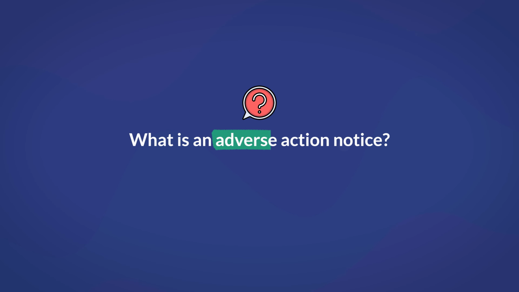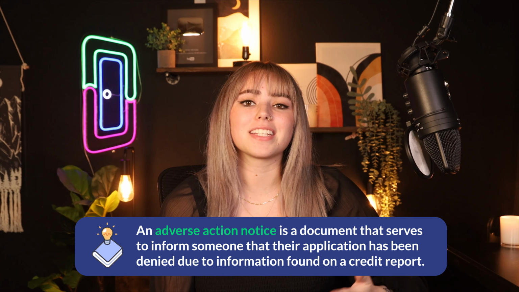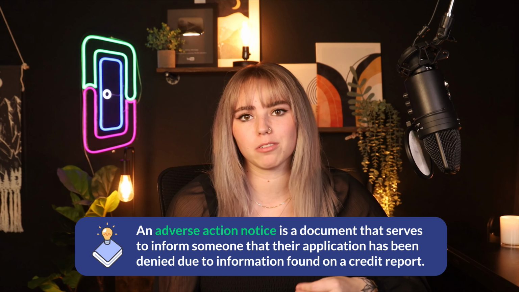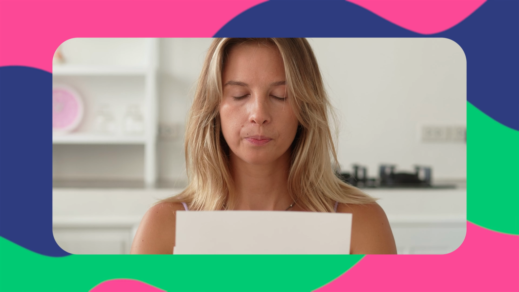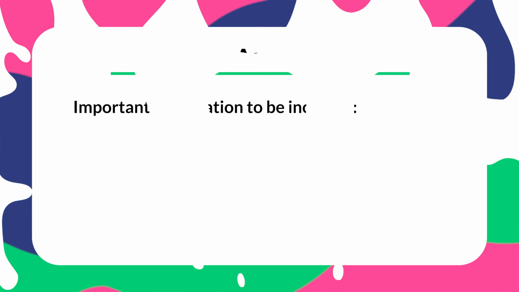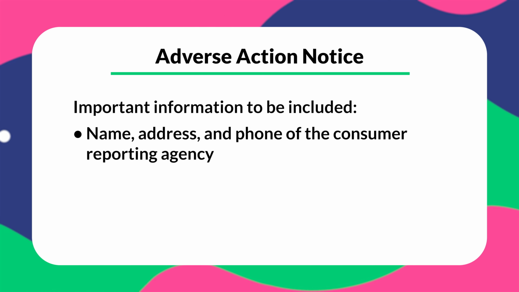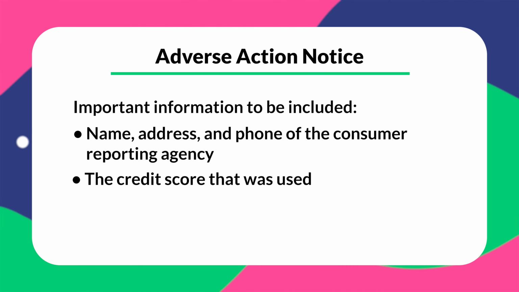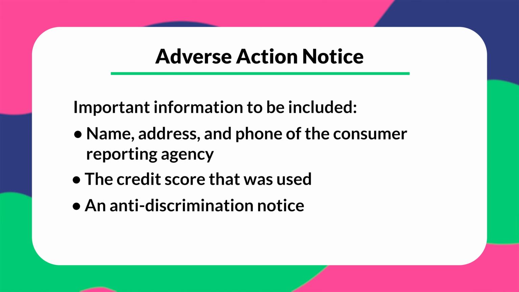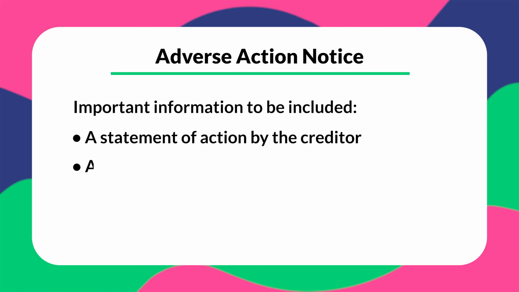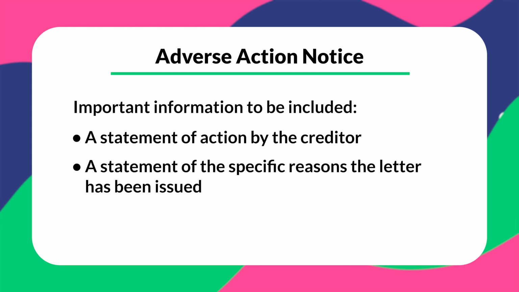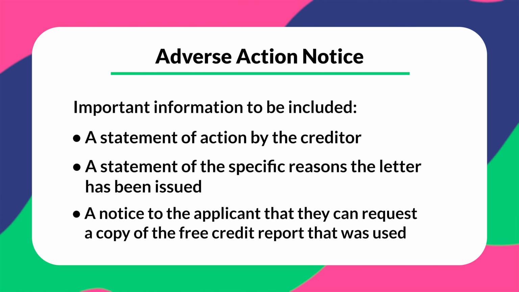So to start off, what is an adverse action notice? It's a document that serves to inform someone that their application has been denied due to information found on their credit report. Apart from stating why the applicant has been denied, the report should also contain some other information. Some of the most important pieces of information that must be included in one of these letters are the name, address, and phone number of the consumer reporting agency, the credit score that was used, an anti-discrimination notice, a statement of action by the creditor, a statement of specific reasons the letter has been issued, and a notice to the applicant that they can request a copy of the free credit report that was used.